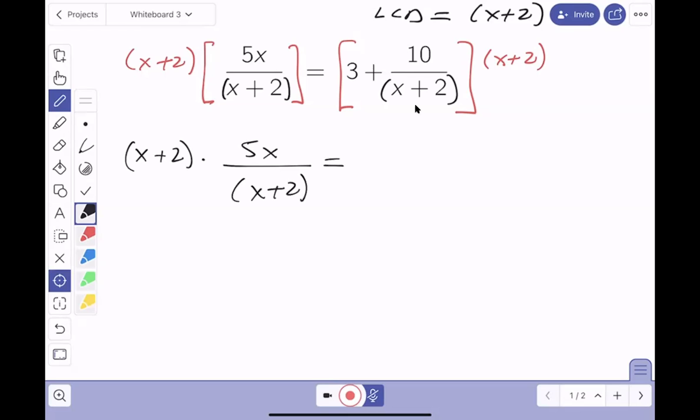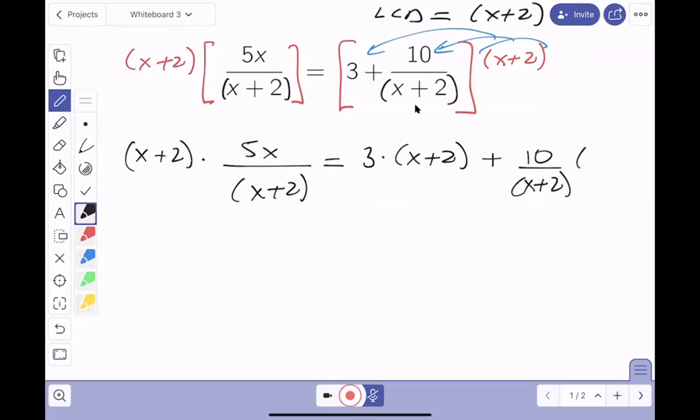equals, well, now I've got to use the distributive property of multiplication. What do I mean by that? This thing here distributes across these two terms, one at a time. So I get 3 times x plus 2, plus 10 over x plus 2 times x plus 2. Well, what's nice about this, things do simplify. That's the whole point of it. This cancels and this cancels. And what are you left with? Let's go through it. On the left side, you're left with 1 times 5x, which is just 5x.